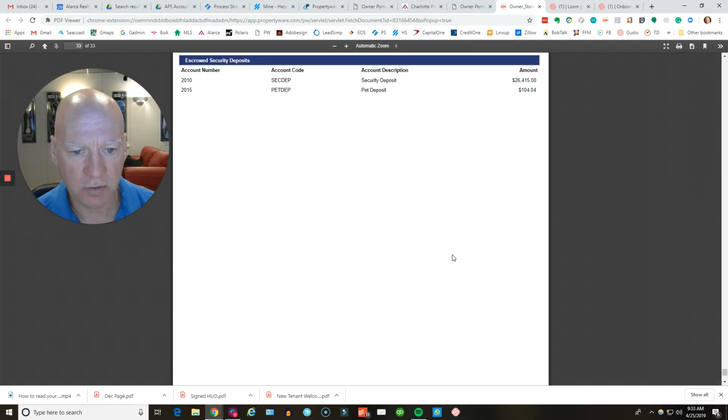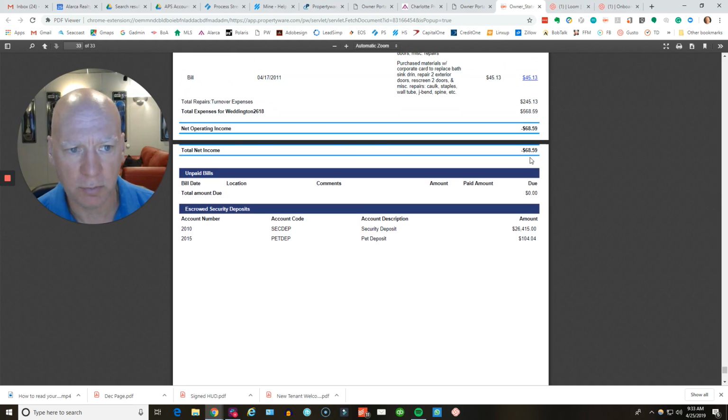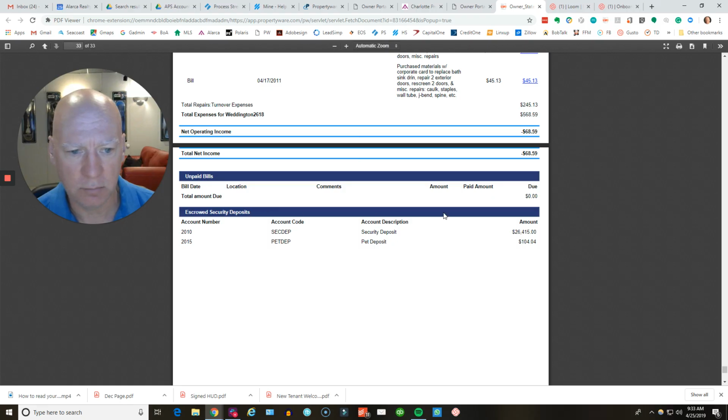But you'll be able to see your security deposit that are on account. So these are held in our escrow account for all of the properties, as well as any unpaid bills. Again, this would be unusual, but if you did your draw on the 11th and then the repair came up, you may have an unpaid bill here.